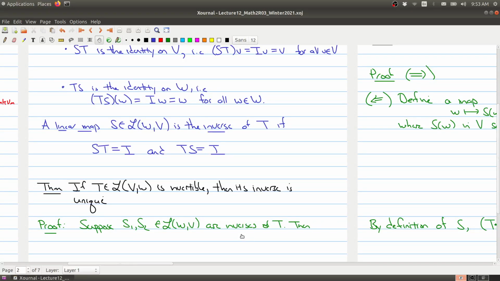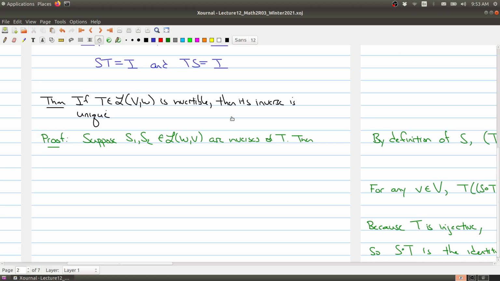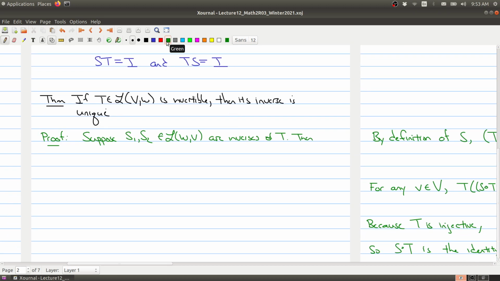So welcome to part 2 of lecture 12. Where we left off in the last part, I stated this theorem: if we have a linear map and it is invertible, then its inverse is unique. I quickly want to prove that. It's not too difficult.